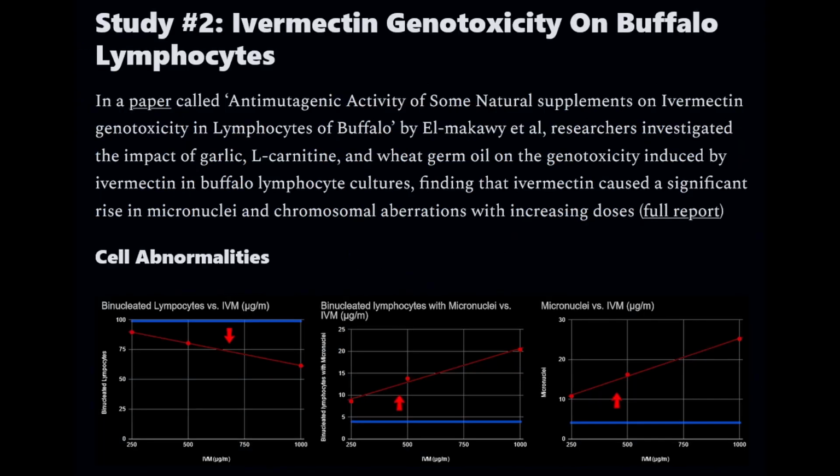Let's go to our second study here by Elmakwe et al., looking at ivermectin genotoxicity on buffalo lymphocytes. The researchers found that ivermectin caused a significant rise in micronuclei and chromosomal aberrations with increasing doses of ivermectin. You can see in the chart how profound these increases are. Very, very dose dependent. I drew a trend line on each of these charts, and we're seeing a very, very clear pattern, an obvious correlation.